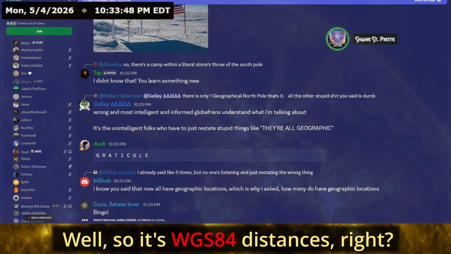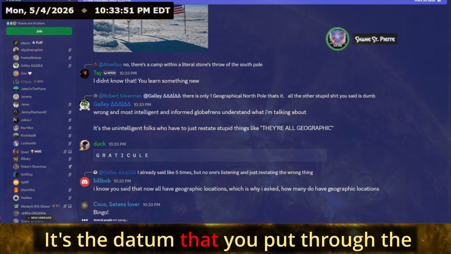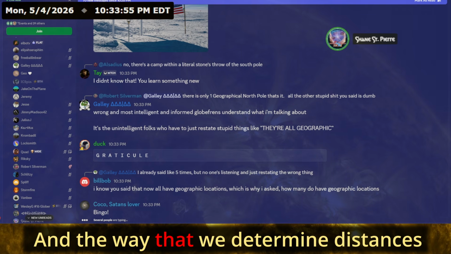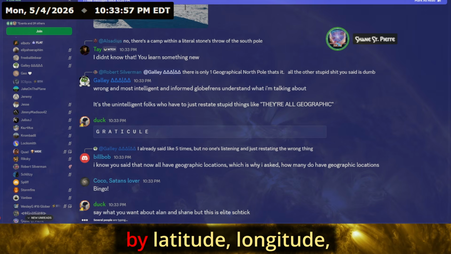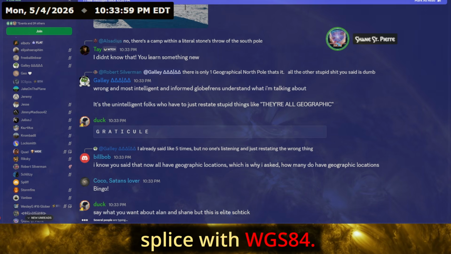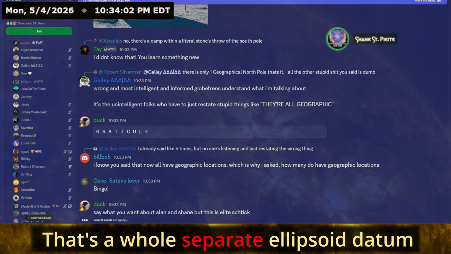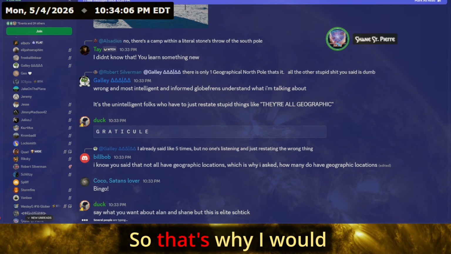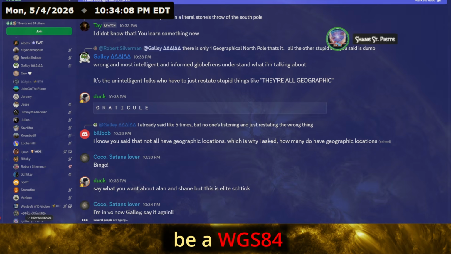Well, it's WGS84 distances, right? It's the datum that you put through the coordinate system that gives it meaning. The way that we determine distances is very much determined by latitude and longitude spliced with WGS84. That's a whole separate ellipsoid datum that they verify independently but put forth in the model. So that's why I would be a WGS84 Earther, dude.